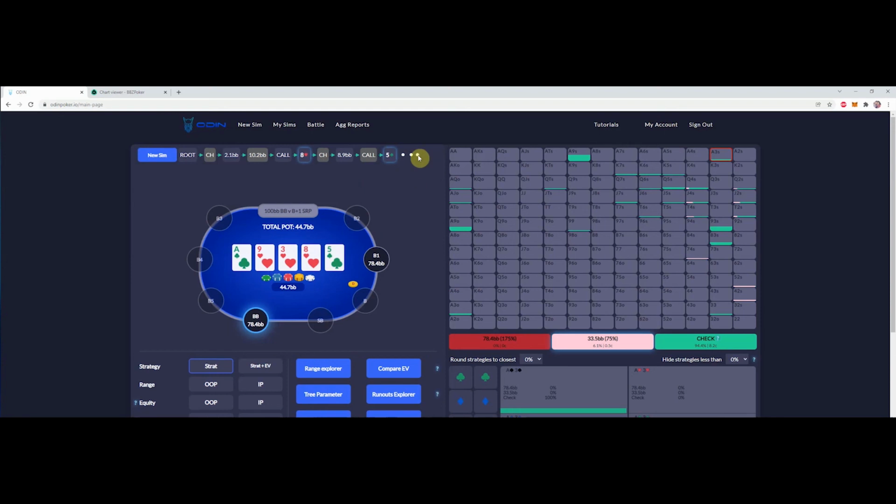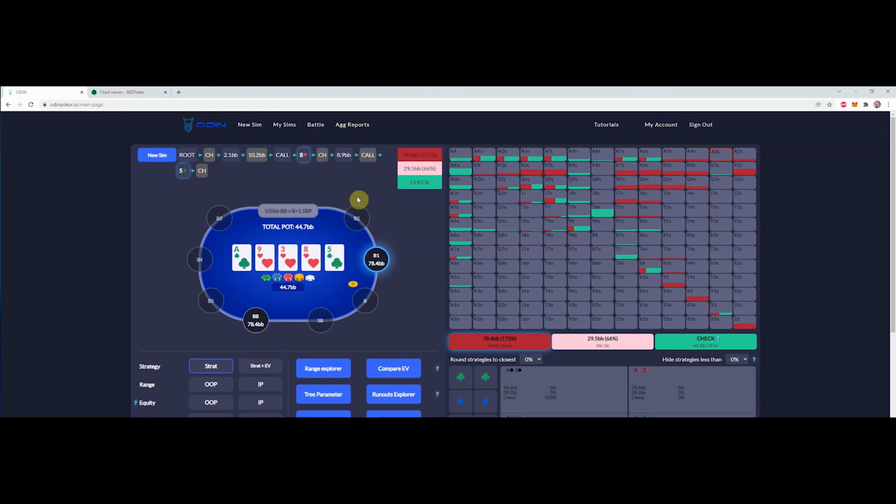And yeah, so this is a really good spot for you guys to see as well, that when our range on the river is very polar, we're not having those thin value bets with hands like, let's say, ace king with a heart, ace queen with a heart, even a hand like ace three. Now that these hands are not in our value range, that means we're only betting flushes.